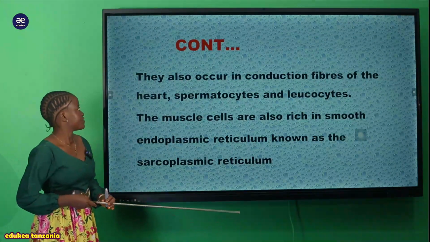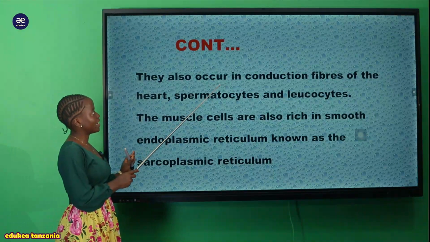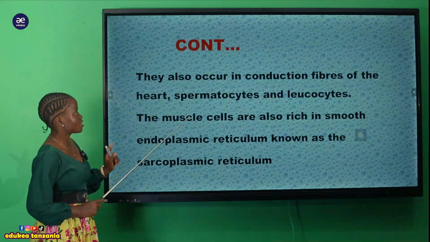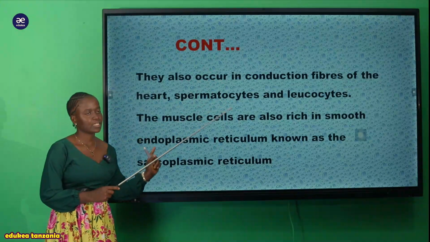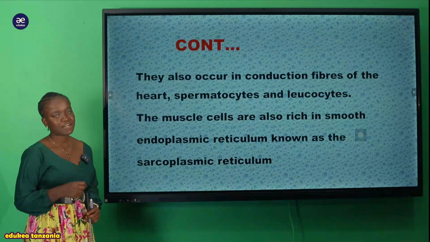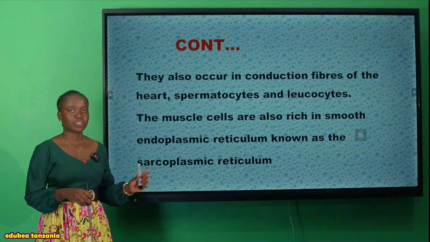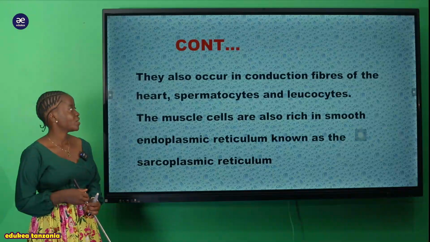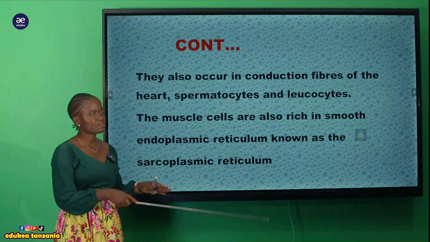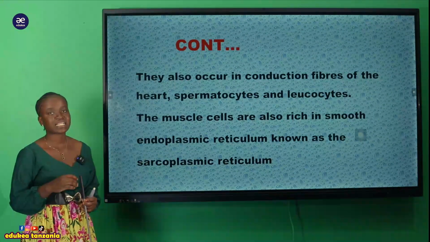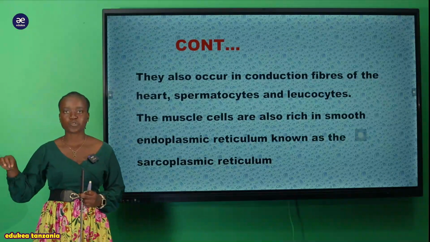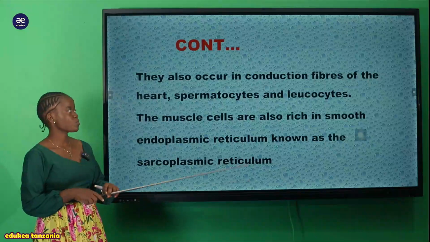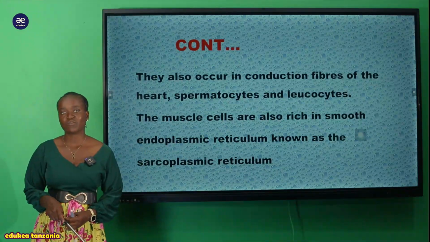They also occur in conduction fibers of the heart, spermatocytes, and the leukocytes. So apart from those parts that I mentioned in the previous slide, the smooth endoplasmic reticulum also occurs within the conducting fibers, that is the nerves, which are responsible for transmitting the impulse. So during the action, the smooth endoplasmic reticulum is occurring there.